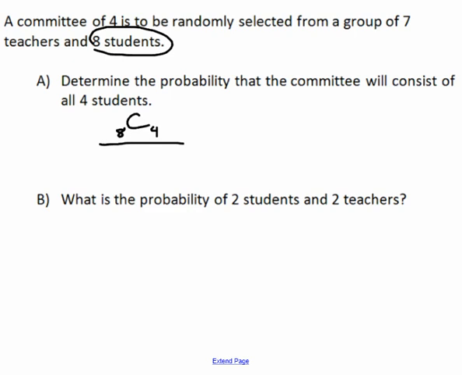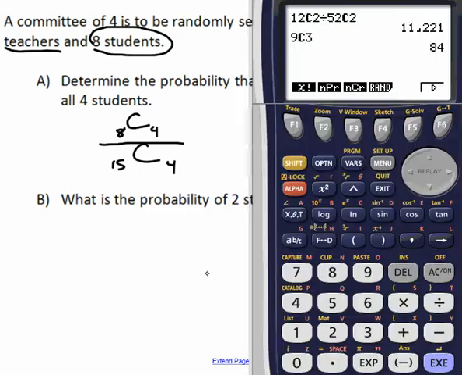This would be the total number of ways of having a committee that has 4 students on it. Now I'm going to say, how many possible 4-person committees are there? Well, there's 7 teachers and 8 students. That means there's 15 people, and we want a committee of 4 of them. Okay. This time, rather than do this one by hand, I'm going to actually just go to the calculator, and we'll just do it all on here.